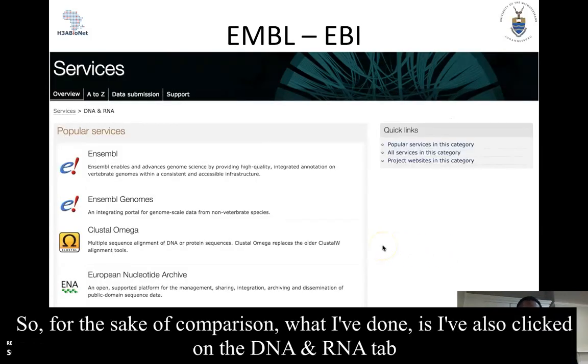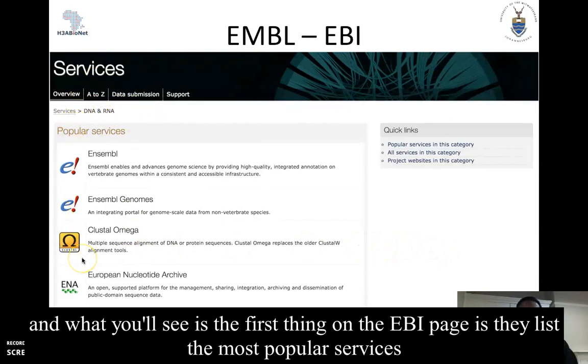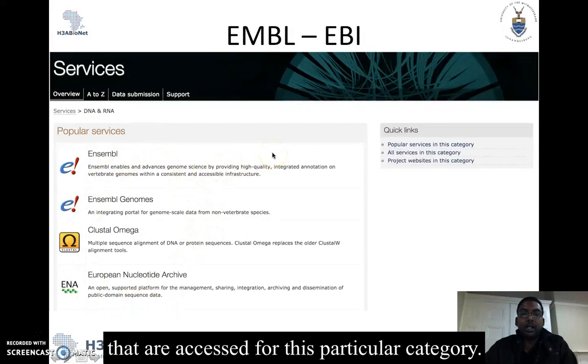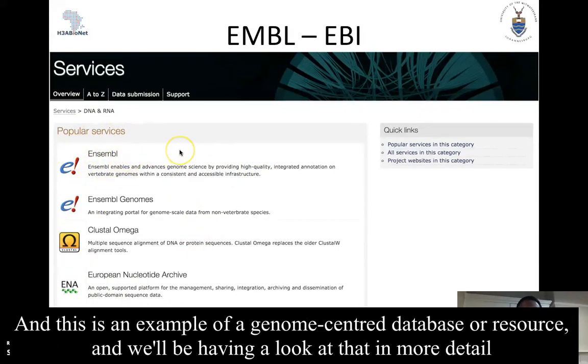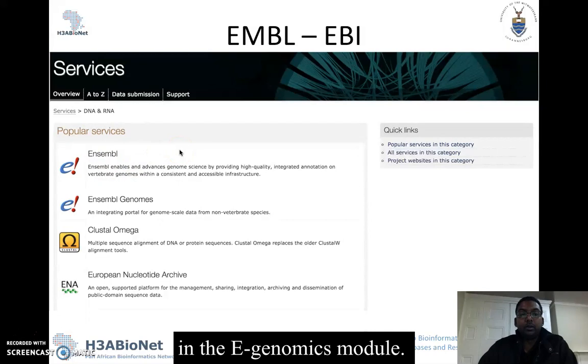For the sake of comparison, I've also clicked on the DNA and RNA tab. What you'll see is the first thing on the EBI page is they list the most popular services that are accessed for this particular category. So you'll see that one of the most popular services is something called Ensembl. This is an example of a genome-centered database or resource, and we'll be having a look at that in more detail in the genomics module.